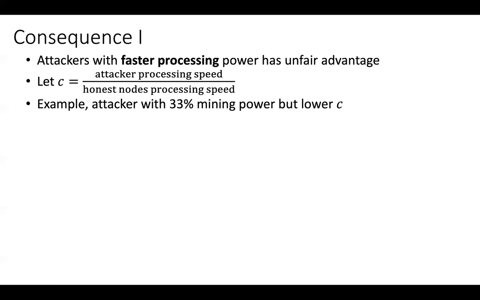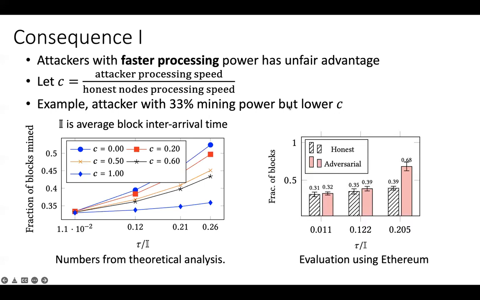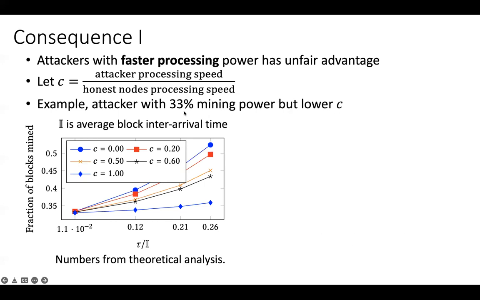Then let's consider an attacker with 33% of the mining power, but has a lower C. In our paper, we saw that an attacker with 33% of the mining power, but a lower C, can mine significantly more blocks in the blockchain. For example, if an attacker can instantly validate and create blocks, that is C equals 0, then even with 33% mining power, the miner can mine up to more than 50% of the blocks in the blockchain.